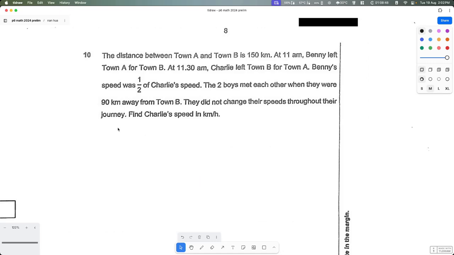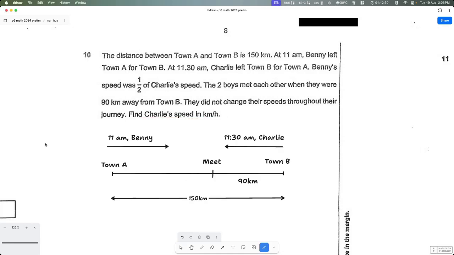All right, so question number 10. The distance between town A and town B is 150 kilometers. At 11 a.m., Benny left town A for town B. At 11:30 a.m., Charlie left town B for town A. Benny's speed was half of Charlie's speed. The two boys meet each other when they were 90 km away from town B. They did not change their speeds throughout their journey. Find Charlie's speed in kilometers per hour.